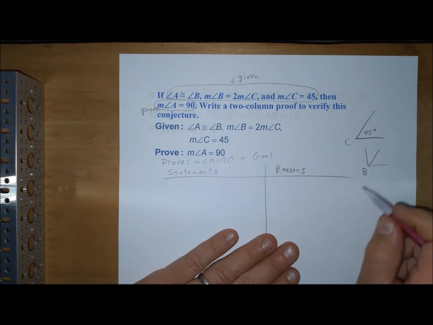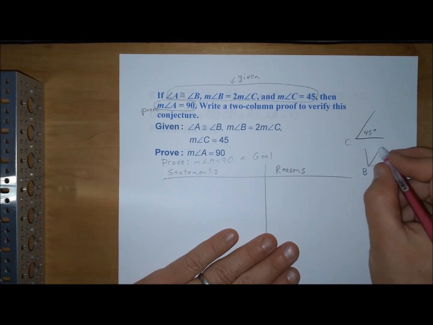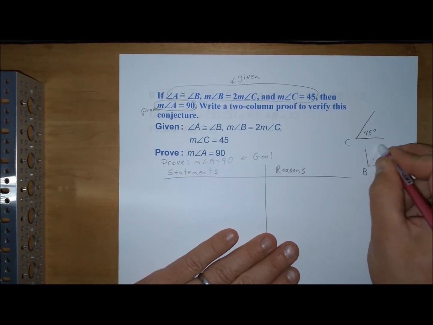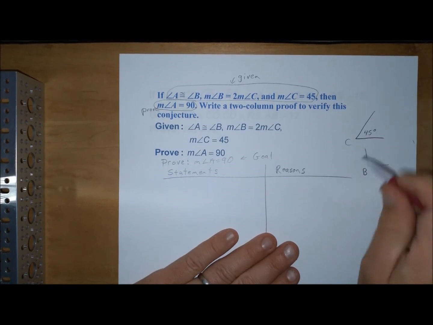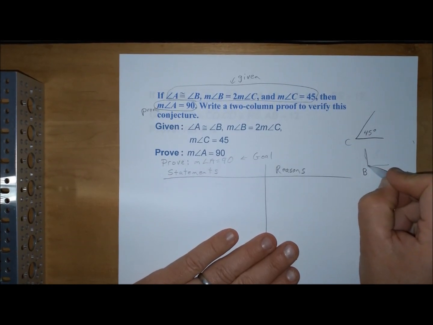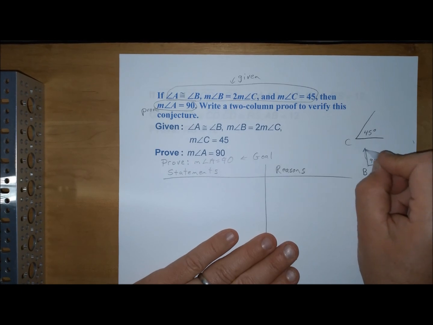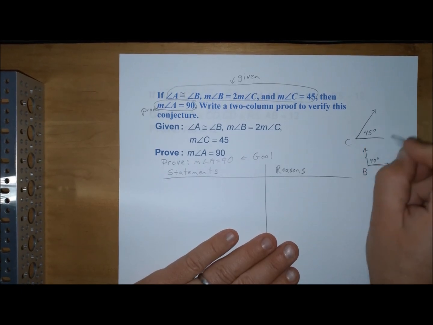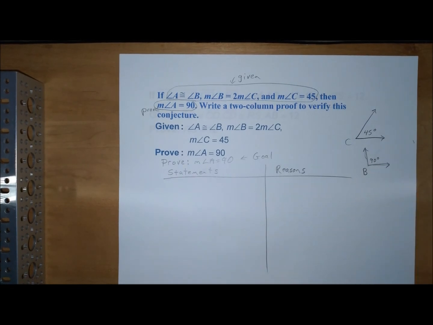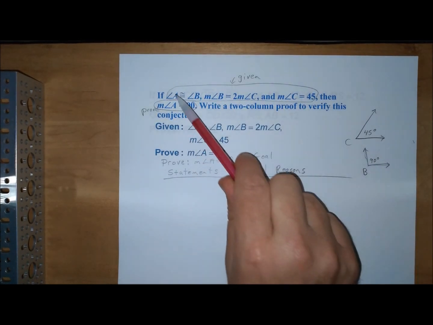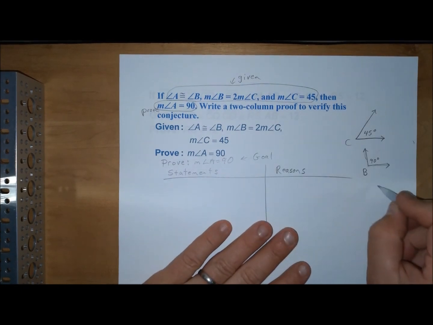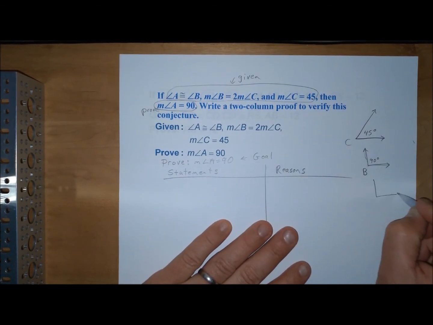And call this angle B. I can just picture it as 2 times. I just kind of drew it as 2 angle C's, but I can picture this as being 90 degrees, right? Okay, that helps me. And then I also see that angle A is congruent to angle B. All right, well, I think I know the measure of angle A. I think it's 90 degrees.